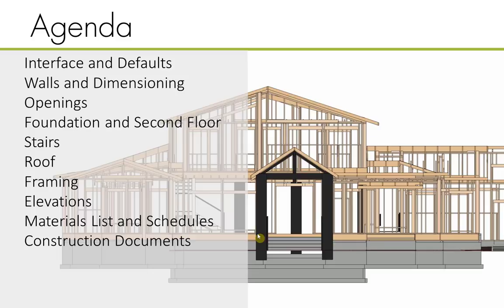So we'll start by building the shell and dimensioning it. We'll look at our door and window tools, then we'll build a foundation level and a second floor, plus stairs leading to it. Then we'll build the roof of the home and take a look at our framing options, followed by our elevation tools. We'll look at our materials list and schedule tools. Finally, we'll take all of those elements and combine them together into our construction document or our layout page. So let's jump right into the software.